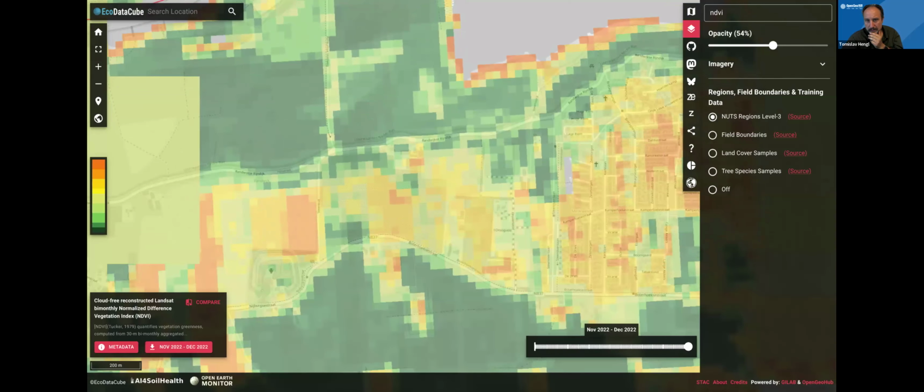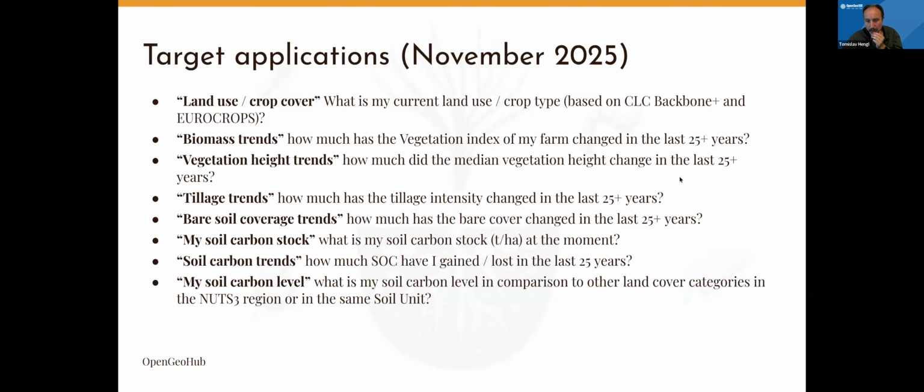I switch back to my slides. So we have a lot of things now available. You can watch these trends for whole Europe, 30 terabytes of data.